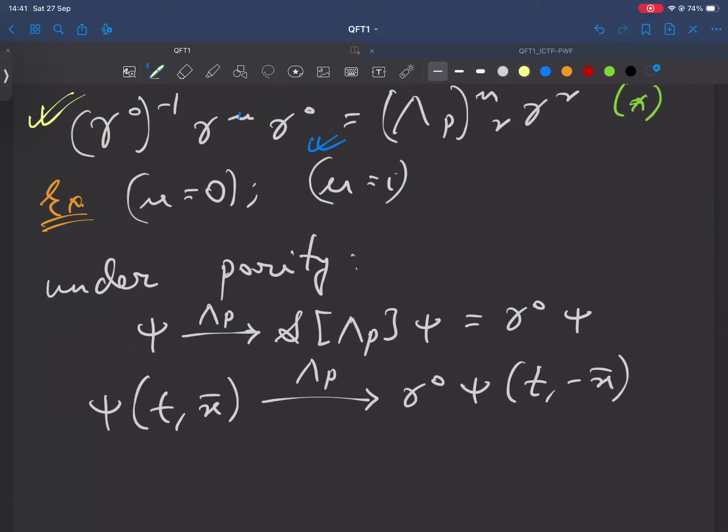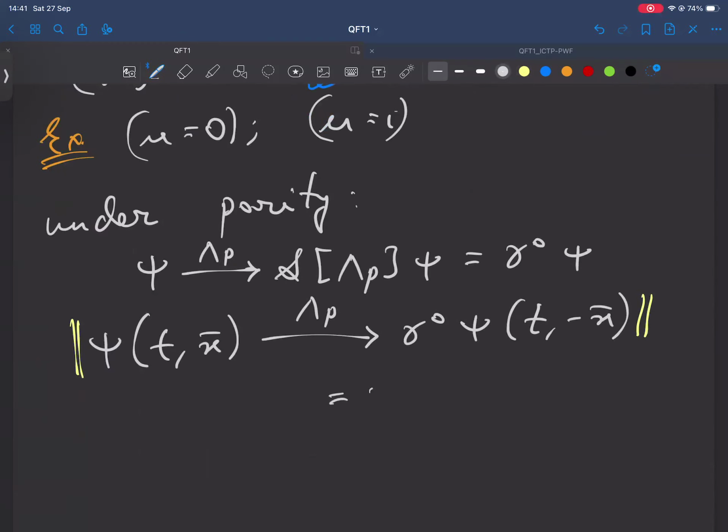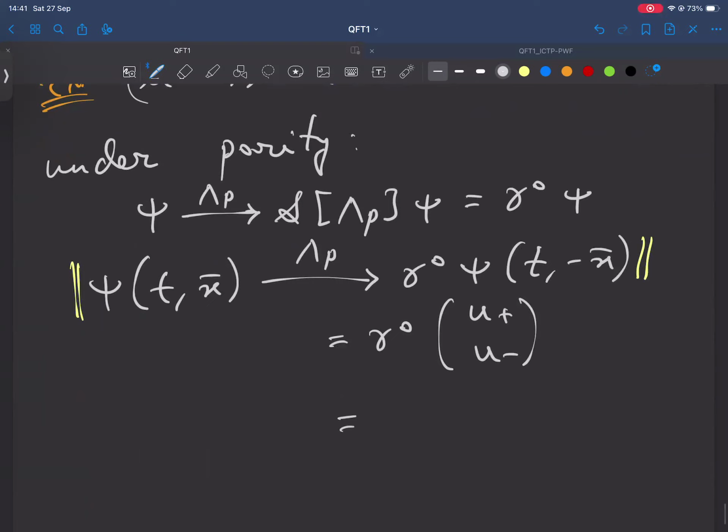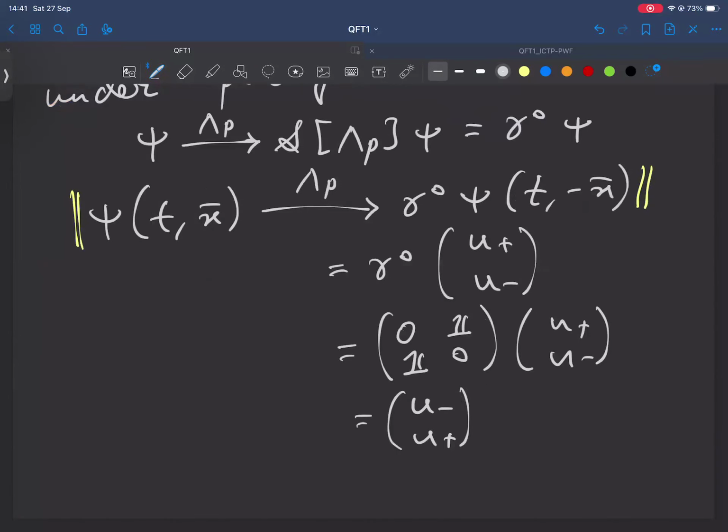So that's the transformation rule for parity on the Dirac spinor. And now let's see what it does. If we expand this, it becomes u plus and u minus. And if you recall, in the Weyl basis, gamma 0 was given like this, u plus, u minus, and then you can see that you get u minus, u plus. So this means, under parity, u plus and minus go to u minus and plus. And this is where the concept of handedness is built into this whole construction.